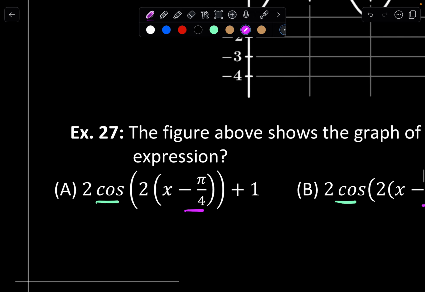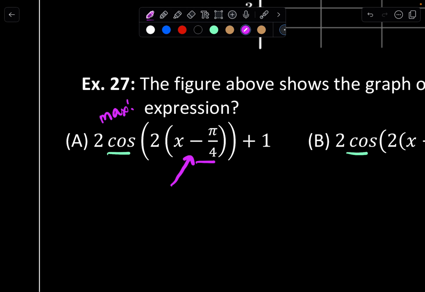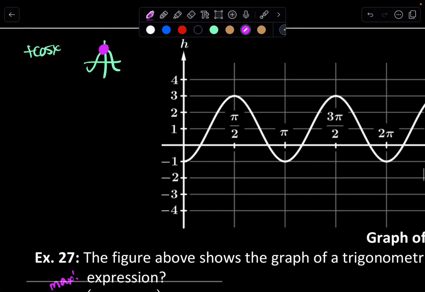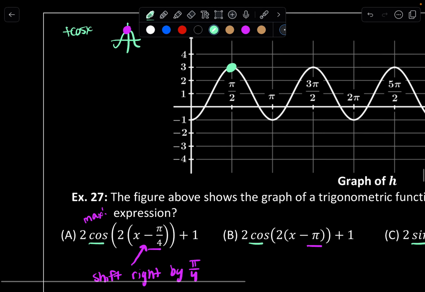So if we start with this one, it is telling me that for positive cosine, so we're looking for the max, that it is shifted off of the y-axis by pi over 4. So this is a shift right by pi over 4, in the positive direction, because we want to switch it. So if I go back to here, I see this maximum here. But based on what A is telling me, it should have been shifted off of the y-axis by pi over 4. That is not happening. My maximum is at pi over 2, not pi over 4. So that means A is incorrect.